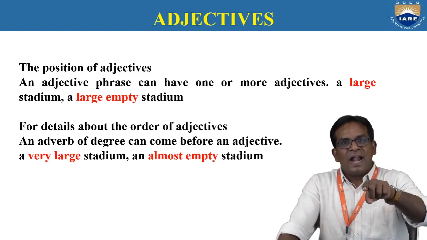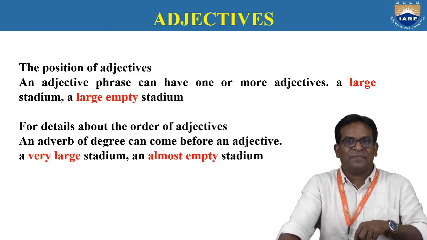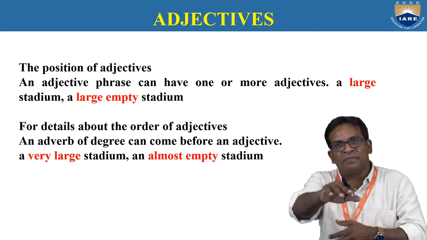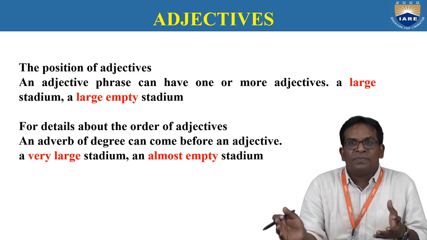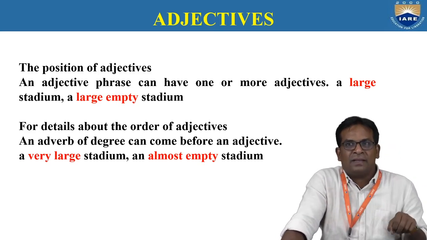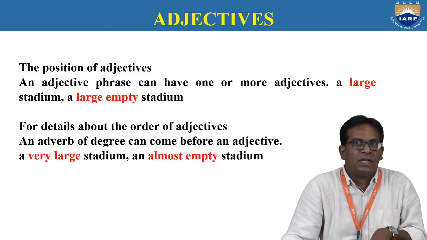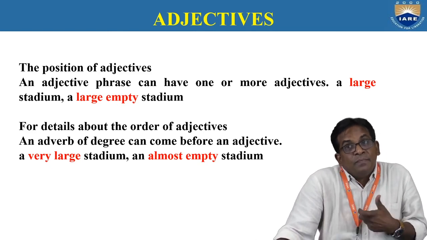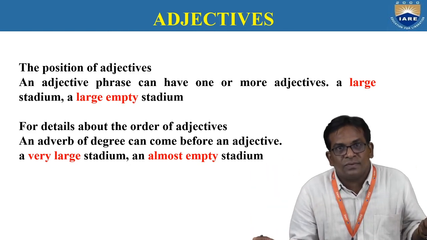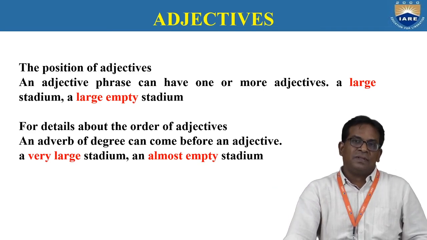So, an adverb of degree can come before an adjective. A very large stadium, very is an adverb, and it can come before an adjective. An almost empty stadium, I just gave one example. The cat is almost black. Like this, an almost empty stadium. An empty stadium, which is stadium? Empty stadium, it is an adjective. How empty? Almost. Almost is an adverb. So this is very tricky.